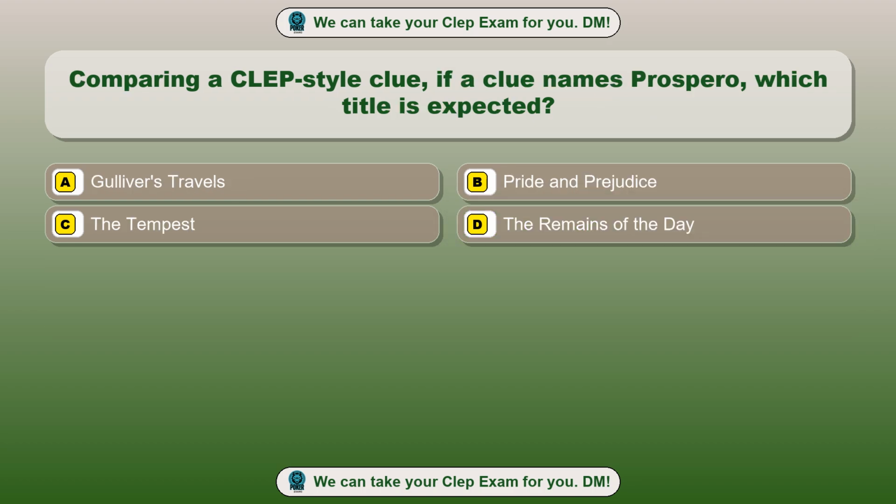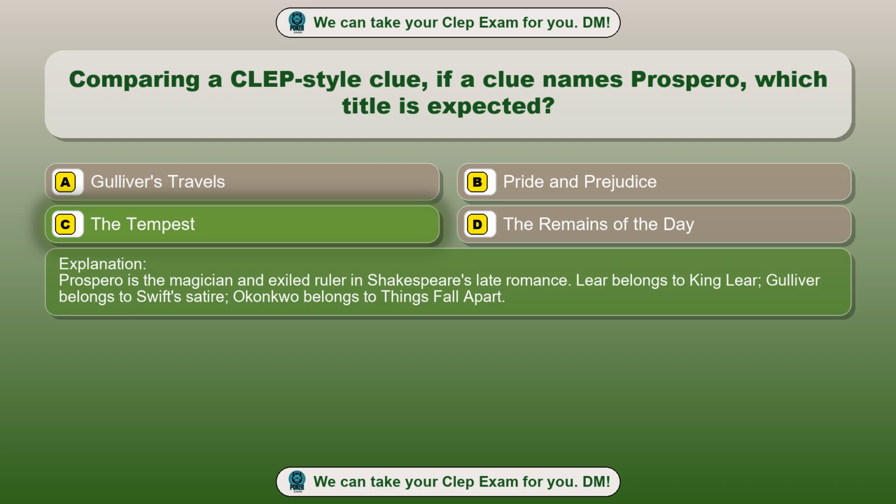Question 44. Comparing a CLEP-style clue. If a clue names Prospero, which title is expected? Option A. Gulliver's Travels. Option B. Pride and Prejudice. Option C. The Tempest. Option D. The Remains of the Day. The correct answer is option C. The Tempest. Prospero is the magician and exiled ruler in Shakespeare's late romance. Lear belongs to King Lear, Gulliver belongs to Swift's satire, Okonkwo belongs to Things Fall Apart.